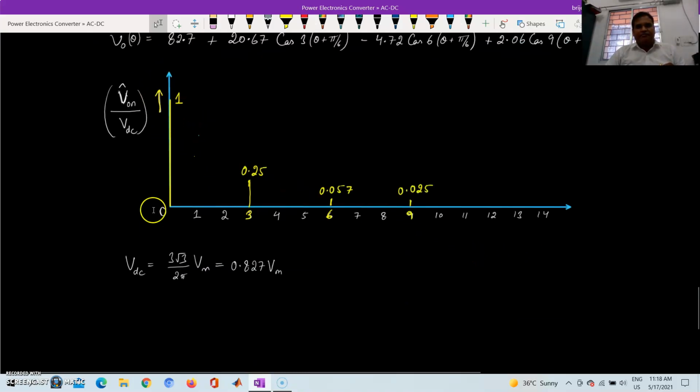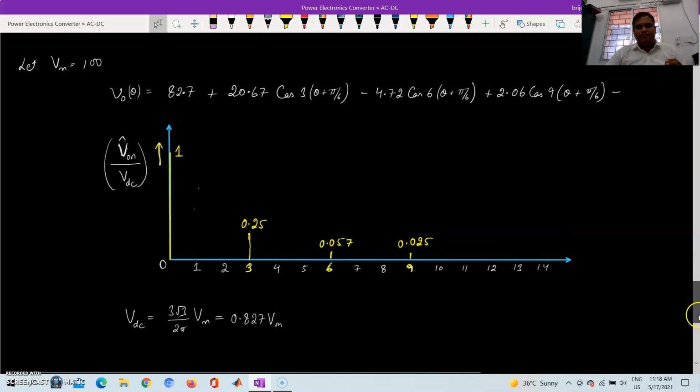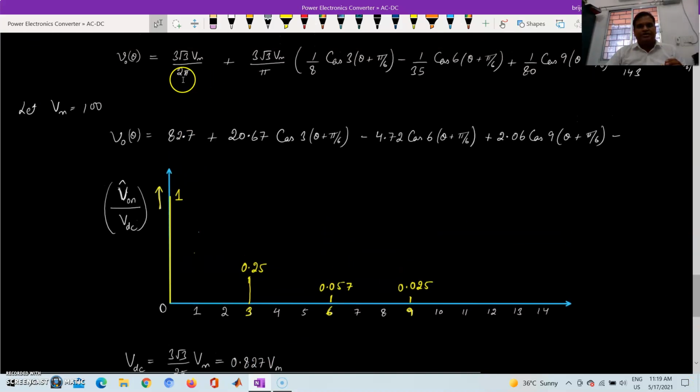The DC component, if we try to normalize it, that means if we say the DC value is 1, we will divide all the components by 82.7, or 0.827 in the formula. If we divide everything with the DC value, it will come out to be 1, and the peak value of the third harmonic will be 25% of the DC value. Sixth harmonic is 5.7% and the ninth harmonic is 2.5%.